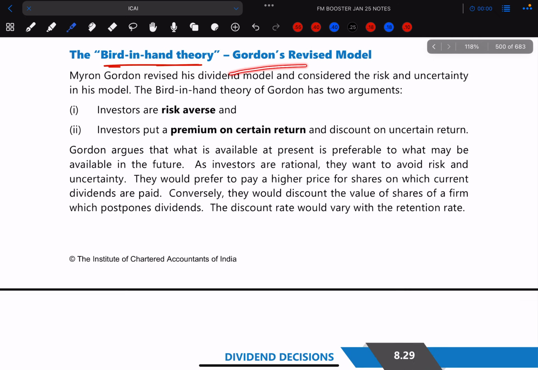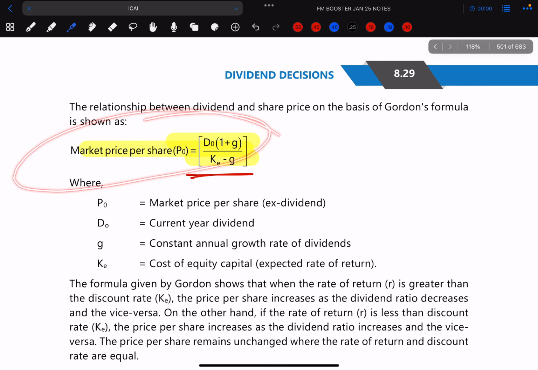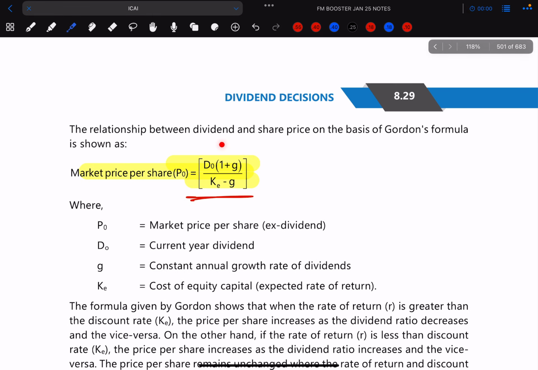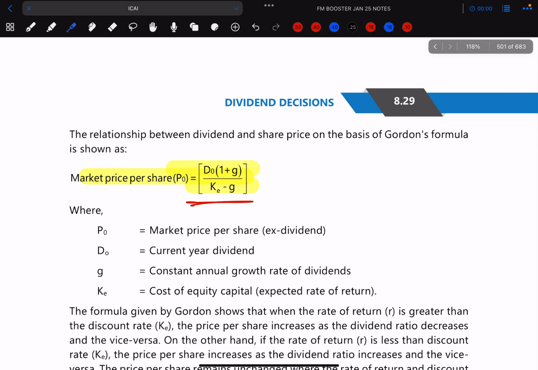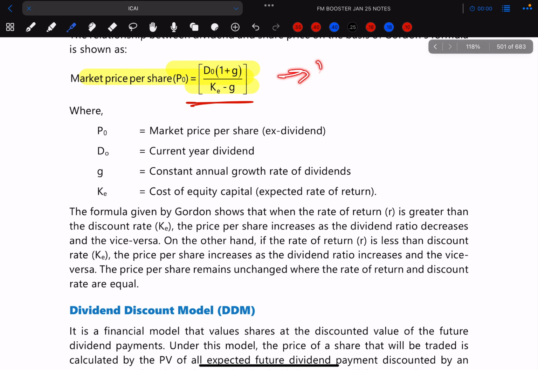Gordon's model is also called bird in hand. Don't worry, this one is a simple thing. Market price of the share is D1 divided by K minus G when there is constant growth. They have written constant growth. This is for constant growth. Okay, remember this is for constant growth.